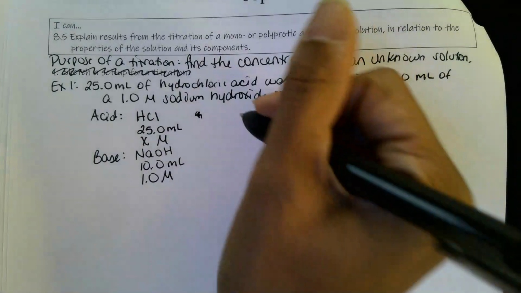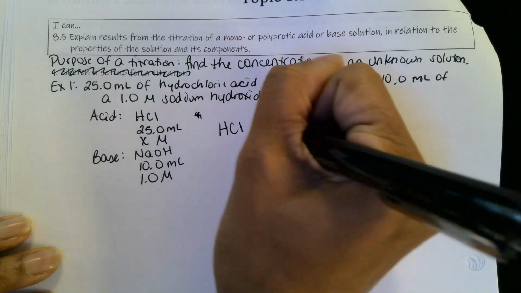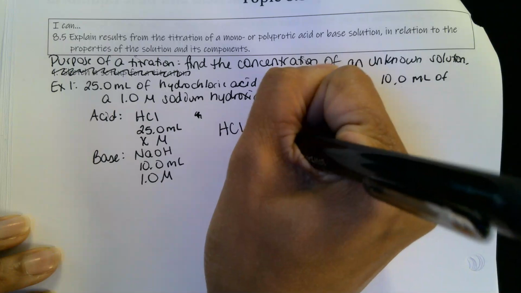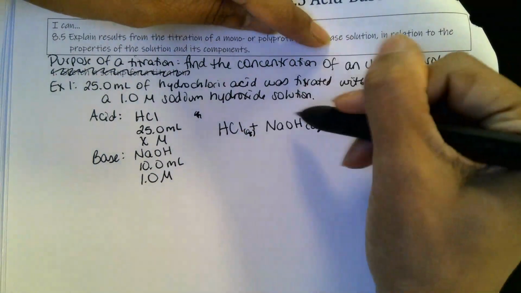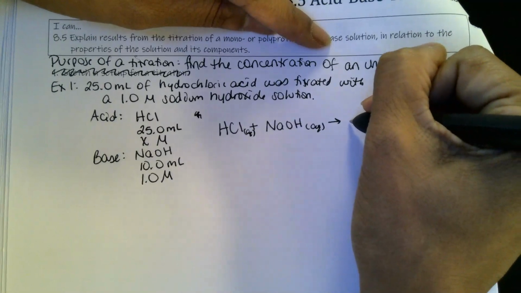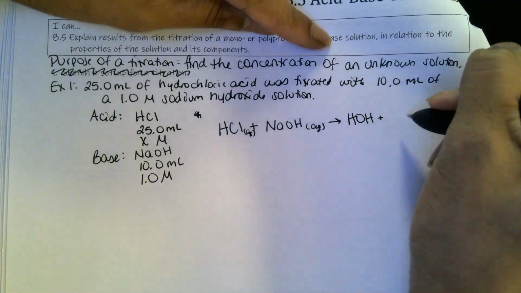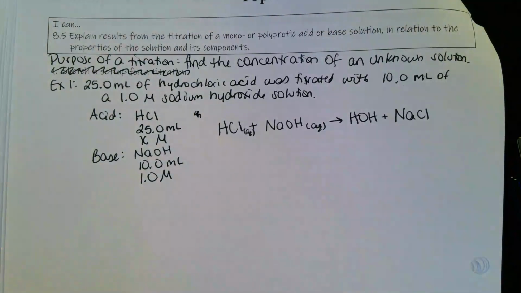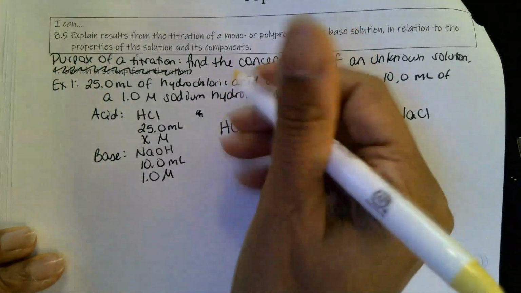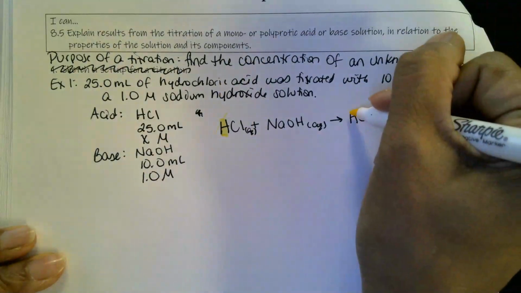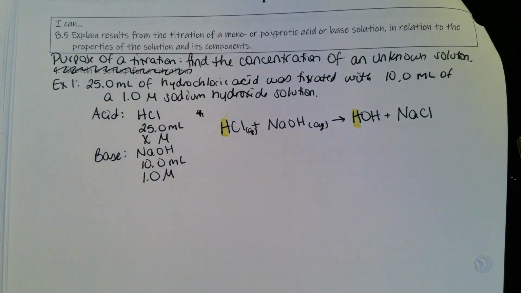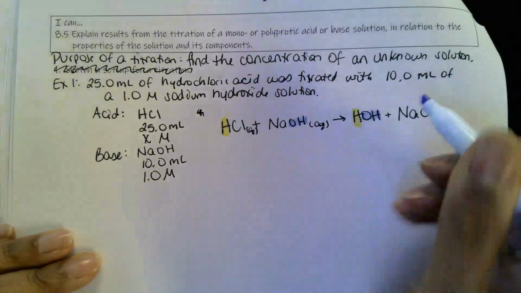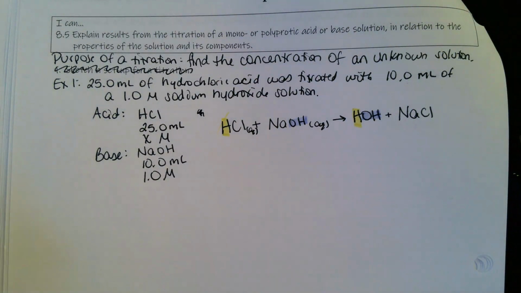So what we can do with this is actually start a chemical equation. So we have HCl plus NaOH, both of which are aqueous. Anytime we have an acid and a base, they're going to produce water. So I'm going to write HOH and a salt. So in this case, NaCl. So let me show you where I got these from. I have the H here and there. The OH came from the sodium hydroxide. It's there and there. And then the Na and the Cl are leftovers.